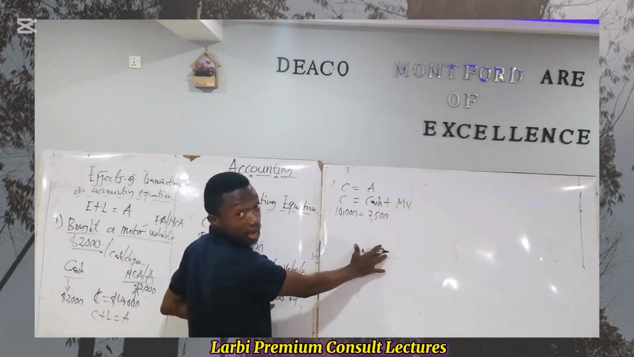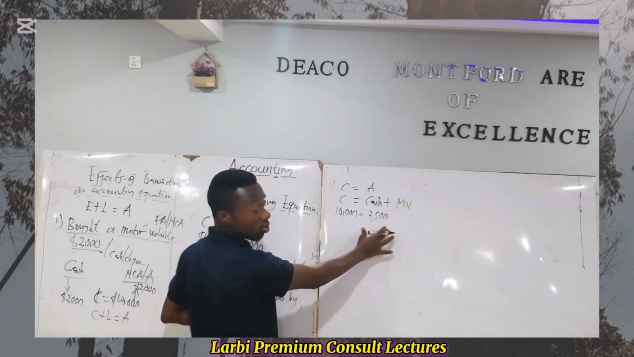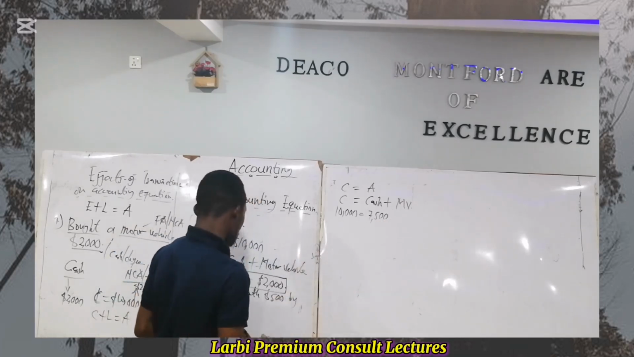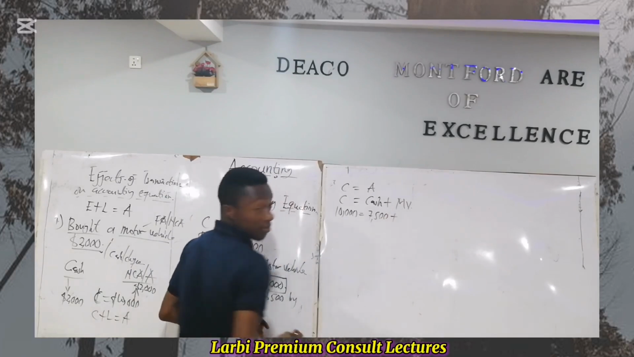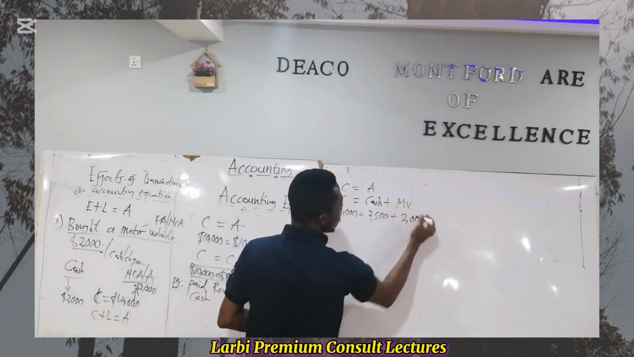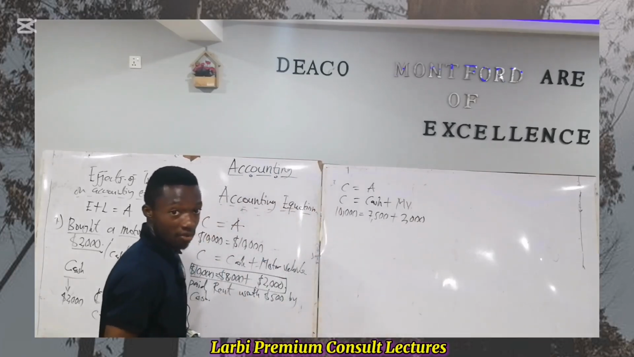So here, the cash amount will be reduced by 500 and we are going to have 7,500. Then we will have the motor vehicle still there, which is 2,000 here that we are supposed to have.